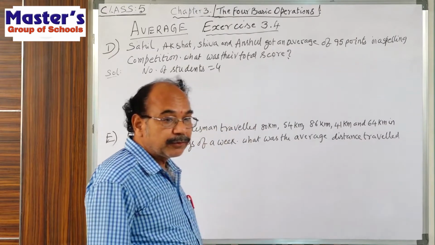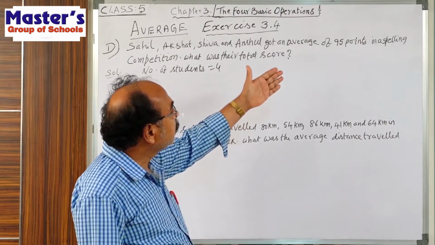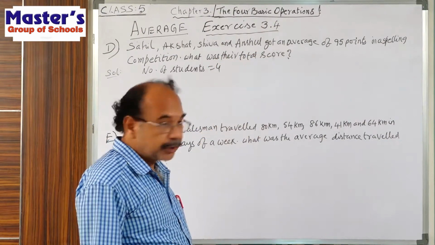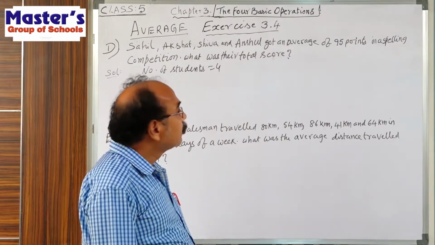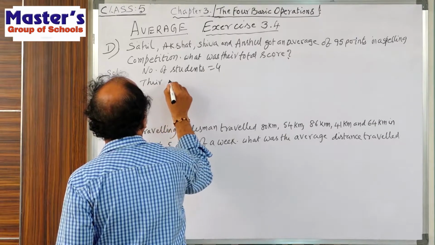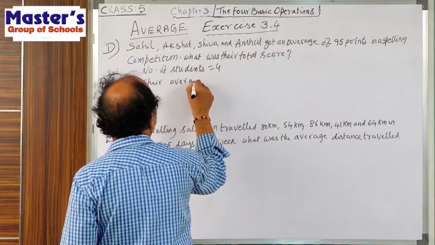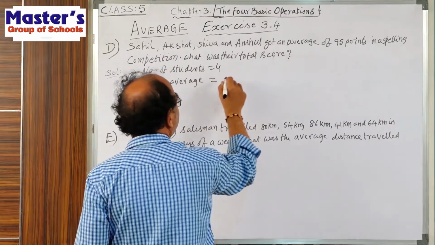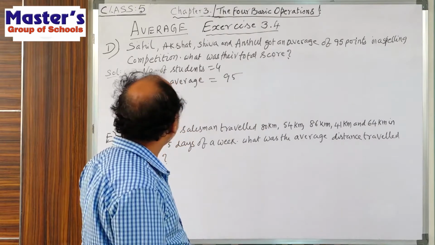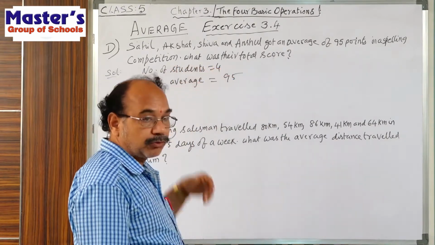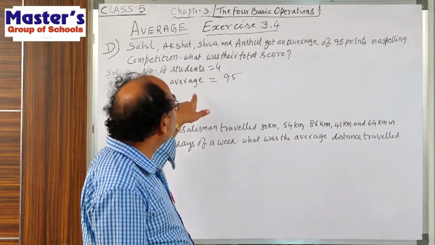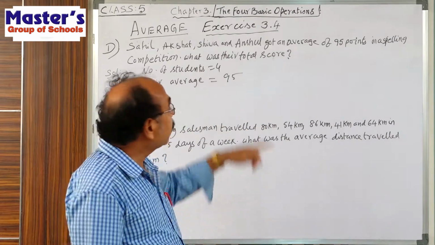What is the average of the 4 students? 95 points. They got an average of 95 points in a spelling competition. So here, their average, how much? 95. 95 is the average. What was the total score? What is the total score? Here what is given? Average given and number of students given. He asked for the total.